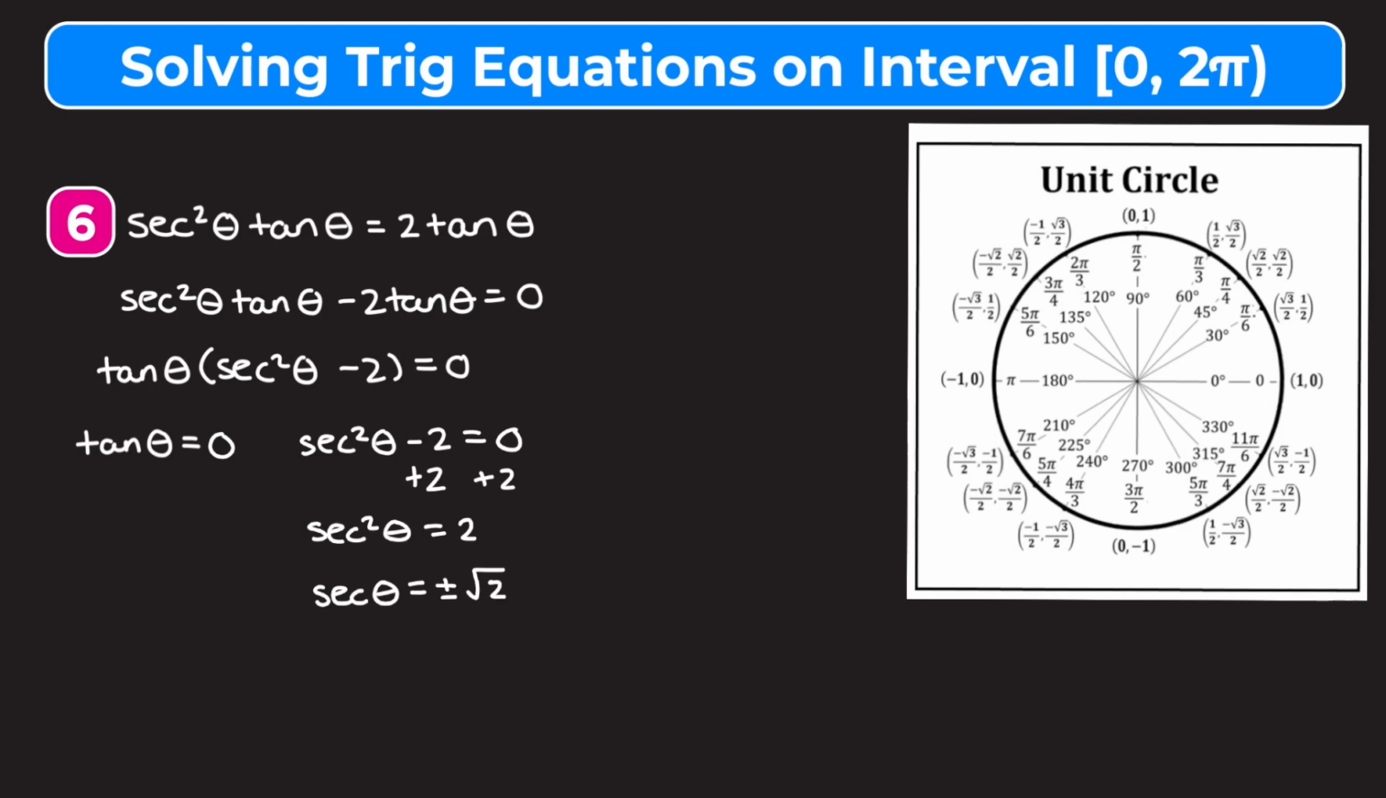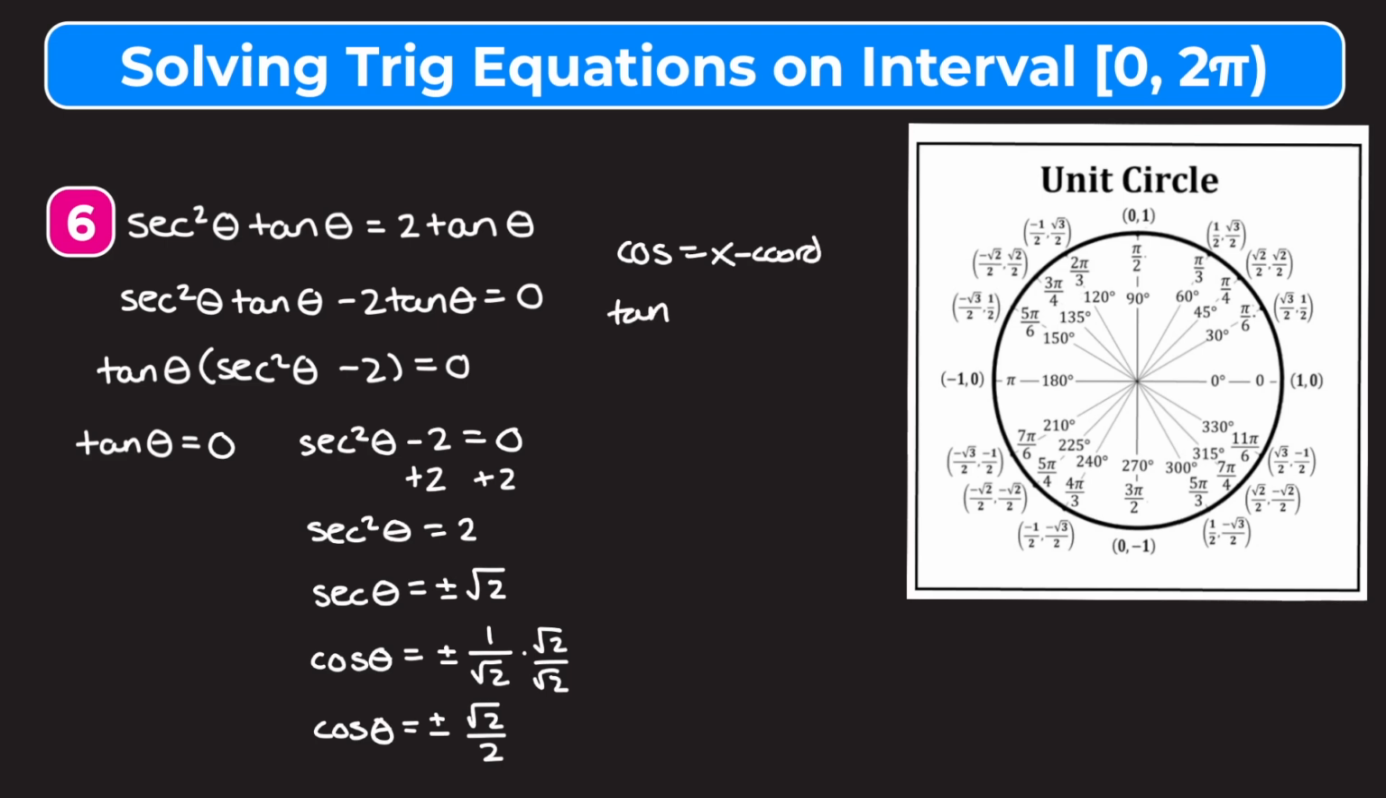And then I don't like to deal with secant. I'd rather deal with cosine or sine. So I know that cosine is the reciprocal of secant. So we can say cosine of theta is plus or minus 1 over root 2. Let's rationalize the denominator to get that cosine of theta is equal to plus or minus root 2 over 2. And then up here, let's remember that cosine is our x-coordinate and tangent is y over x.